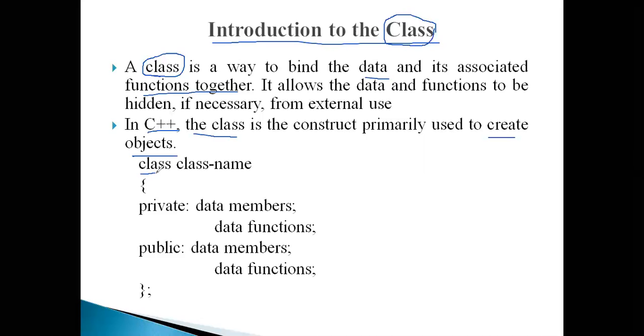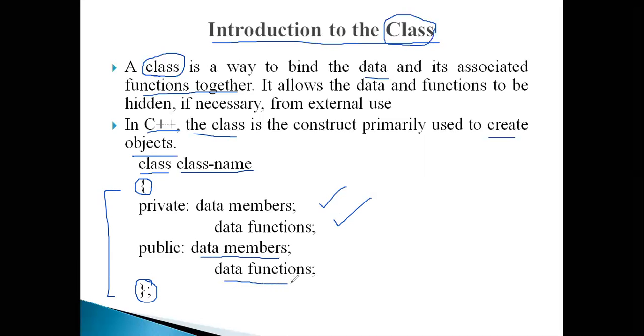Now here we are going to define a class by using the keyword class and specifying the class name. Whatever name you want to provide, you provide as the class name, and then an open brace, which indicates the beginning of the class, and then a close brace with a semicolon, which indicates the ending of the class. So in between these two braces, you define the data members and the data functions.